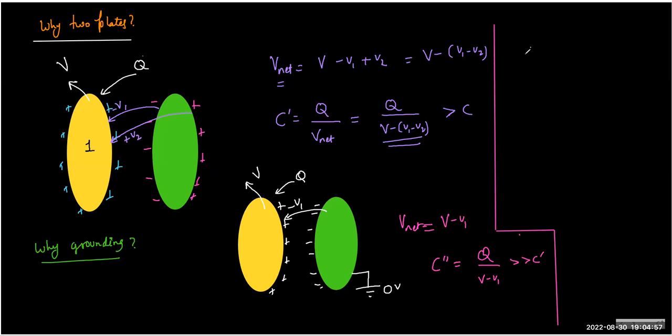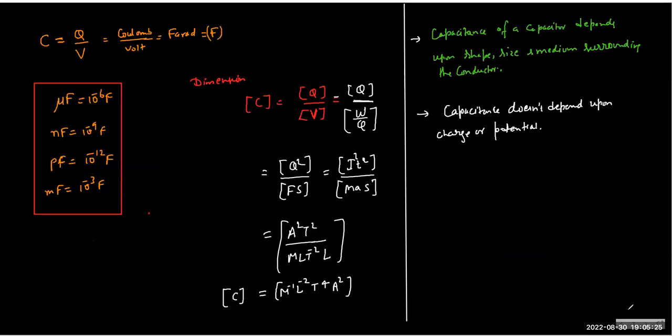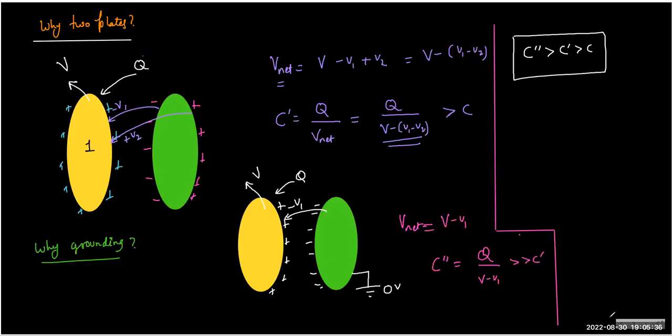And therefore, we have a sequence: C double dash is more than C dash, more than C. And the last concept is, if we insert some dielectric medium, some insulator between the conductors, that will further increase the capacitance, but we'll come to that in a different topic called dielectric. Okay. So we went through some of the basic logic of capacitance: the definition, the meaning, the purpose, and why we are studying here.